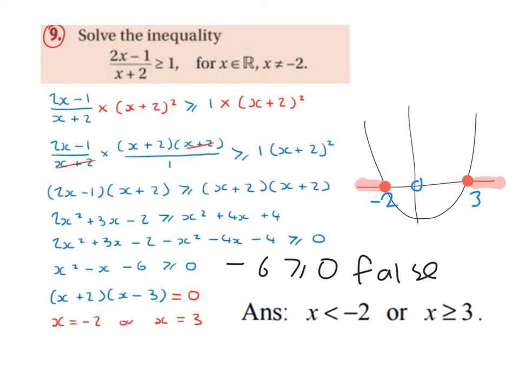So the way to describe all the x values to the right of 3 is to say all the x values that are greater than 3. Now, since our initial inequality symbol was greater than or equal to, we're going to have greater than or equal to 3. So x is greater than or equal to 3. So our answer is x is less than −2, or x is greater than or equal to 3.